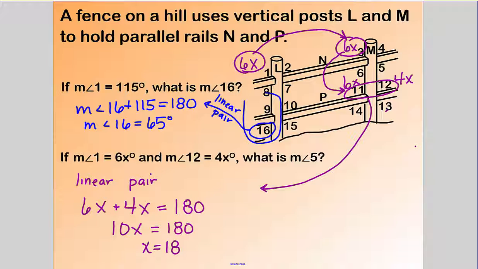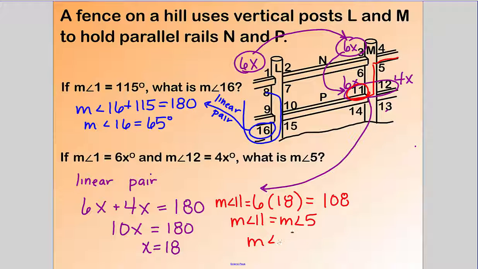I have to figure out the measure of 5. So what I'm going to do is figure out the measure of angle 11. So I'm going to say that 6 times 18, which is 108. So if I know that the measure of angle 11 is 108, it's an alternate interior angle with angle 5. So I know that the measure of angle 5 is equal to 108 as well.